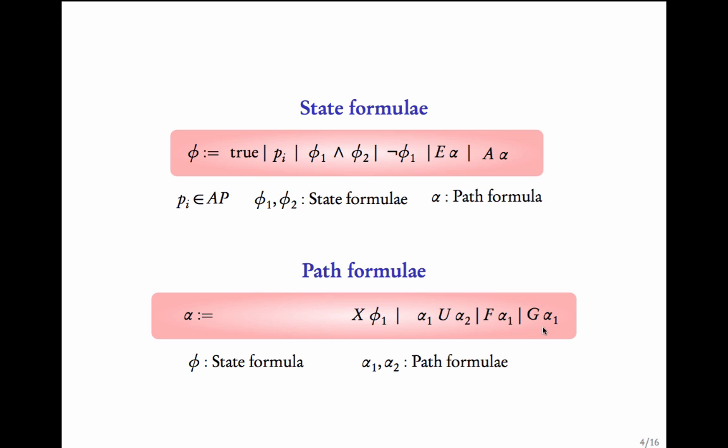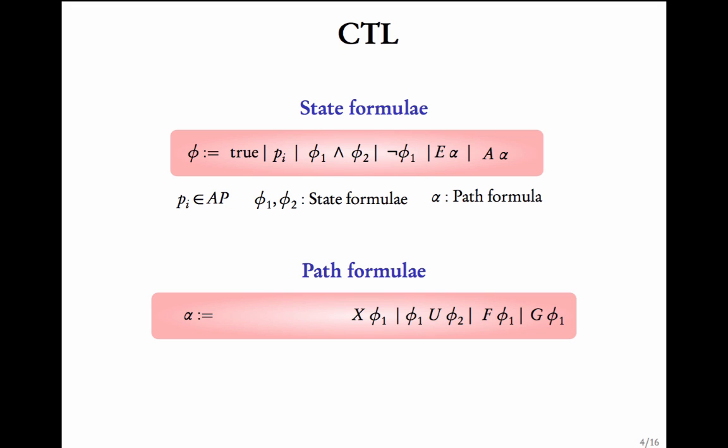Let me do the rest and explain with examples what are the kinds of formulae that are possible. So yet again, instead of writing alpha 1 until alpha 2, we can say a state formula is true until some other state formula is true. About F alpha 1, that changes to F phi 1. Similarly, G alpha 1 changes to G phi 1. So this is going to be CTL.